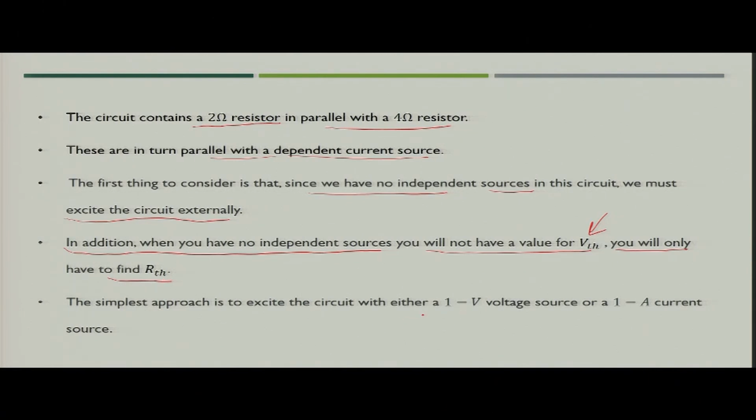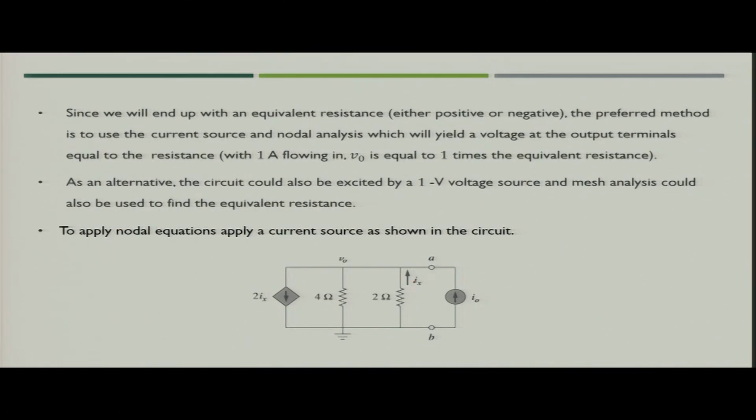So, next the simple approach is that you apply either a 1 volt voltage source or a 1 ampere current source. Now, let us apply a current source and try to solve it. We will see that this particular circuit has one node. The voltage across A and B would be nothing but the voltage across both of the resistances also, because all those elements are in parallel.